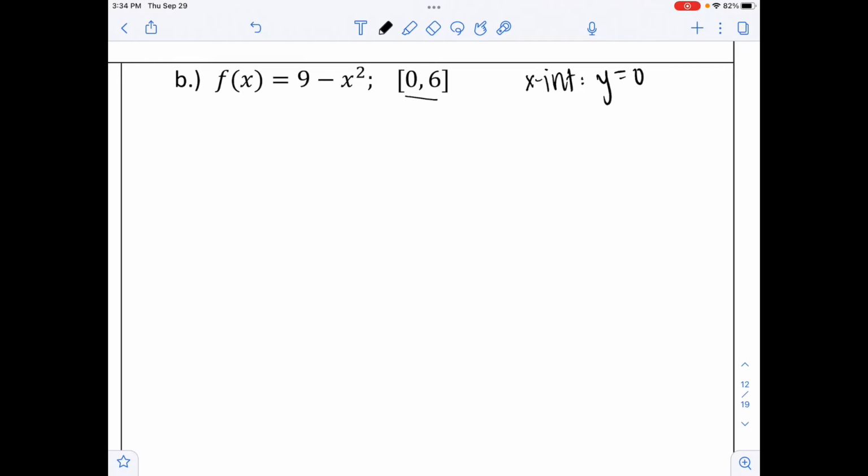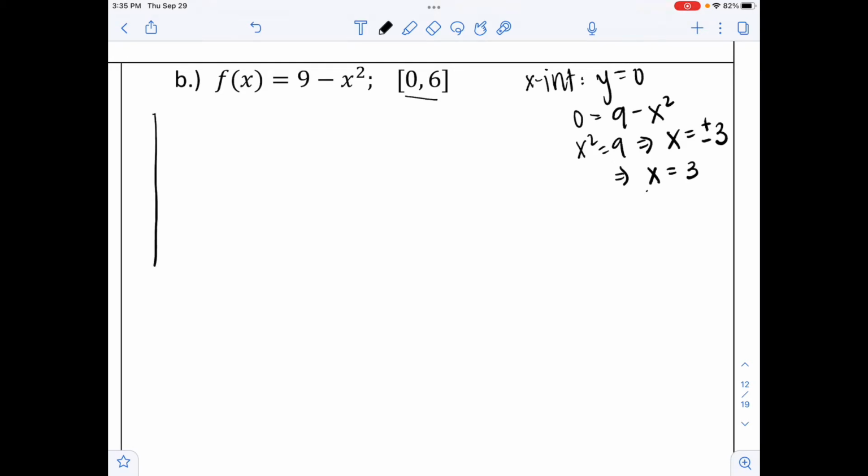I'm going to use this to make my graph. So 0 equals 9 minus x squared, or x squared equals 9. Taking the square root, we get x equals plus or minus 3. But our interval is only positive values, so going from x equals 0 to 6. And so this means that the only value that we have would be x equals 3 for an x-intercept.